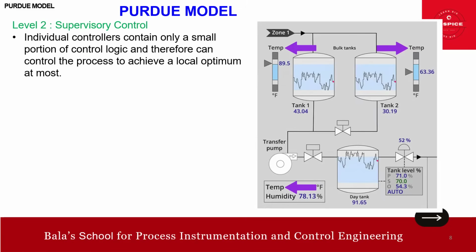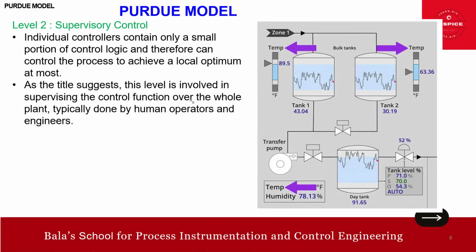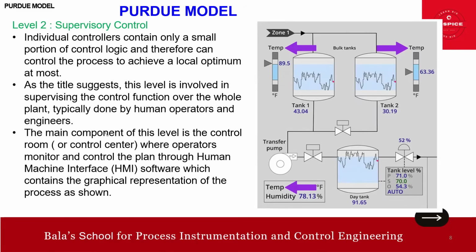Okay, so supervisory control, here individual controllers contain a small portion of control logic, right? Inside the controller, we have a control logic and it can control the process to achieve the local optimum at most. So as the title suggests, this level is involved in supervising the control function over a whole plant, typically done by human operators and engineers. So the main component of this level is a control room or the control center where operators monitor and control the plant through human machine interface HMI software, which contains a graphical representation of the process as shown here.